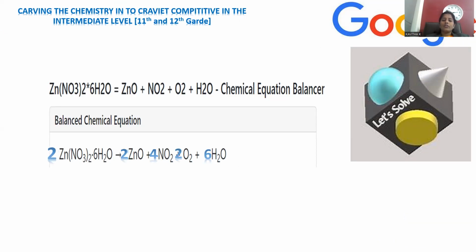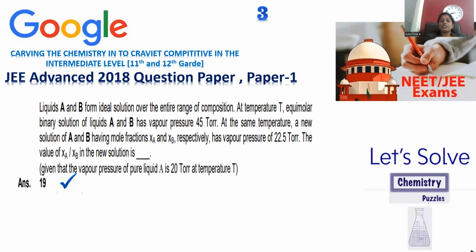And move on to question number 3. Question number 3 is collected from the JEE Advanced 2018 question paper 1. Liquids A and B form an ideal solution over the entire range of composition. Liquids A, B are ideal in nature, right? So what does an ideal solution stand for? Any solution having least or negligible extent of attractive forces and repulsive forces as well, and that obeys all the ideal gas equations, Boyle's law, Charles' law, Avogadro's law. If everything is obeyed, that is said to be an ideal solution.